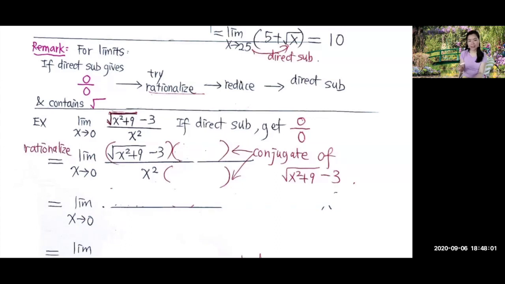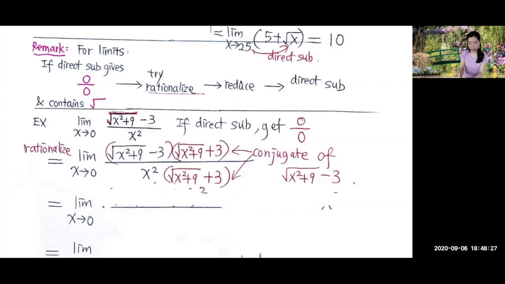We try to rationalize it, okay? To rationalize it means we try to get rid of this radical. So we multiply by the conjugate of this right here. The conjugate of this, just replace this minus sign by a plus sign. And we multiply this up and down.